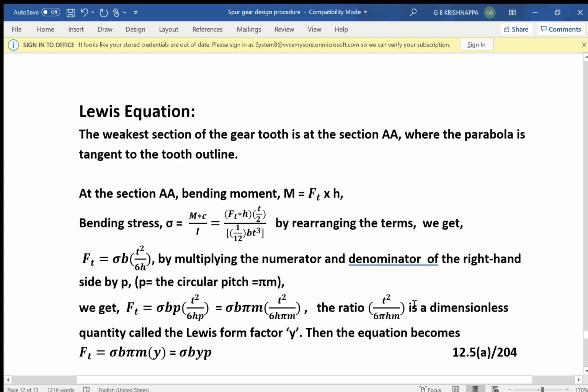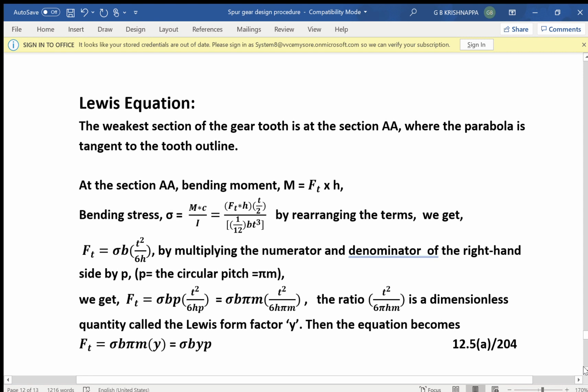The ratio t square by 6 pi h m is a dimensionless quantity, which is called the Lewis form factor Y. Then the equation becomes Ft is equal to sigma b pi m Y, or simply sigma b Y into p. This pi into m is nothing but p. This is given in a data handbook as equation 12.5a on page 204.